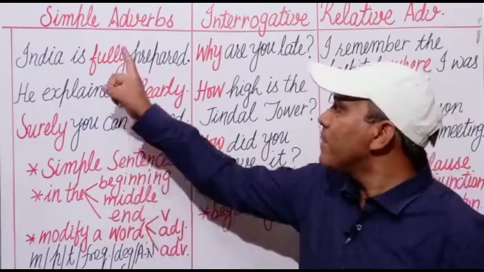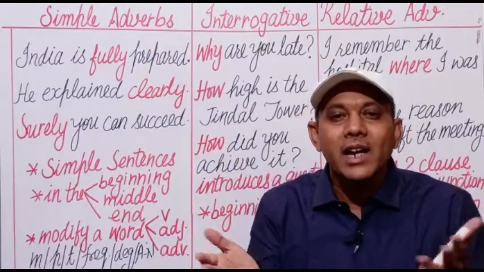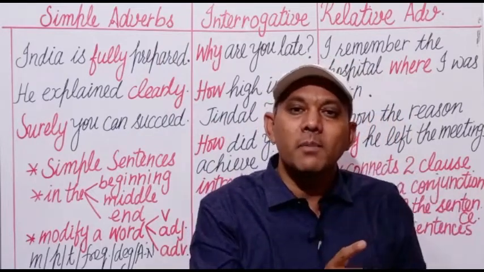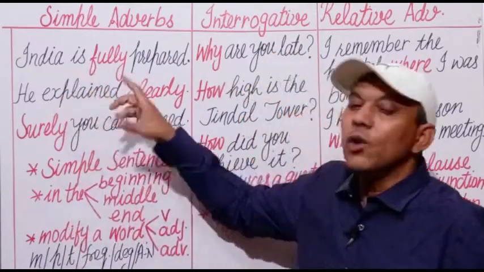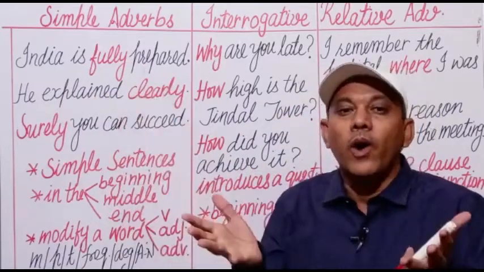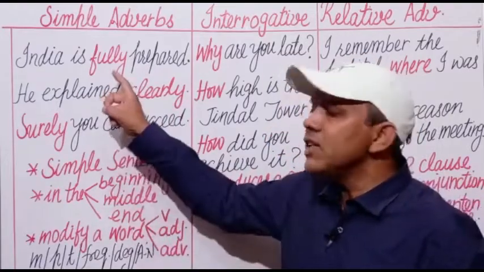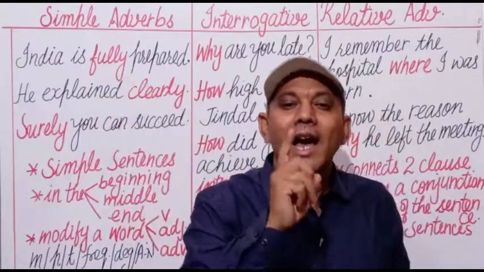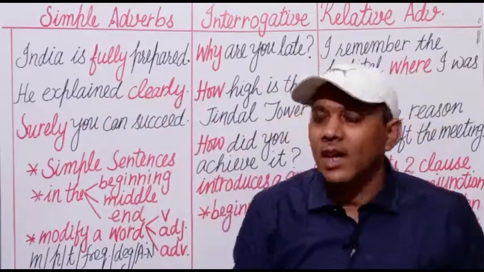As you know, simple adverbs are used in simple sentences to modify a word, means a verb, an adjective, an adverb, a phrase, or the whole sentence. For example, India is fully prepared. Prepared for what? Prepared for COVID-19. Prepared for war. India is fully prepared. This word fully is used as an adverb. It tells the degree of preparedness.